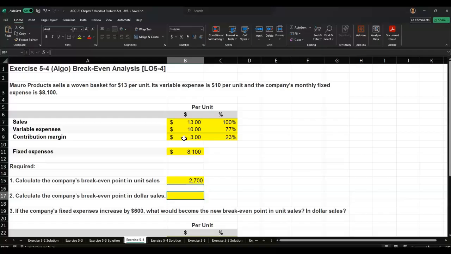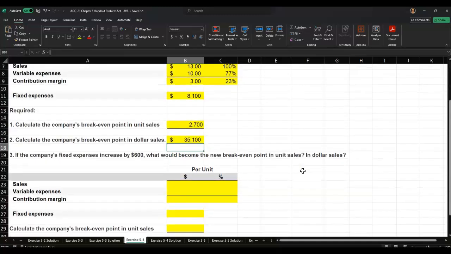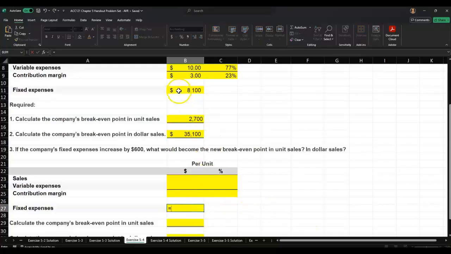Then we want the break-even point in dollar sales. I'm simply going to take the 2,700 and multiply that by the 13. All right. Now think about what's happening here. It says if the company's fixed expenses increase by $600, so let's come down to the fixed expenses. We're going to start with the 8,100 and add the 600 to it. What would become the new break-even point in unit sales?